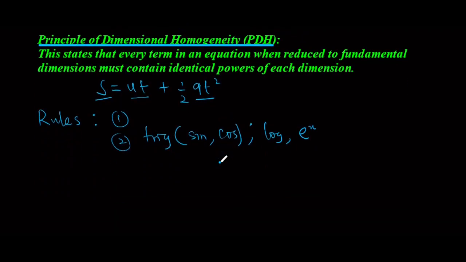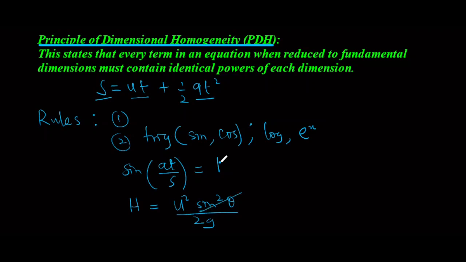For example, I have sine 80 over s. Sine 80 must be equal to 1. It means that if we have a mathematical equation with sine, cosine, logarithm, or exponential, their dimension must be equal to 1. That is, they must be dimensionless. And that is the main reason why, if we have h equals u squared sine squared theta over 2g, the dimension of sine squared theta must be equal to 1, so that the left hand side equals the right hand side.